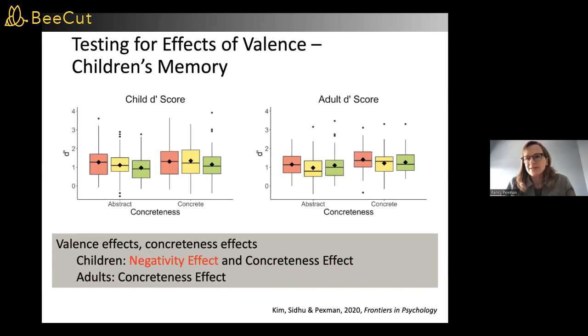Now, I said we also looked at D prime. D prime is based on signal detection analysis. It's a different way of characterizing memory accuracy. The results here are a little different. We found valence effects and concreteness effects, but no interaction, only main effects. The children again showed a negativity effect, but it didn't interact significantly with concreteness. The children also showed a concreteness effect, so better memory for concrete than abstract words, and the adults just showed that concreteness effect. So mixed. If you look across multiple measures of memory accuracy, the picture is a bit more mixed.